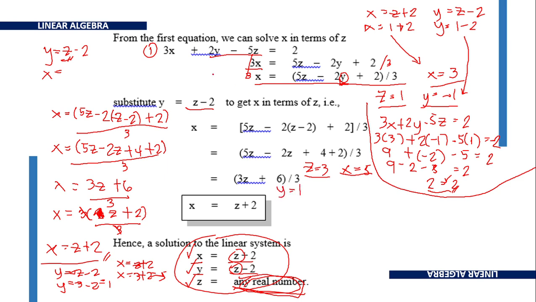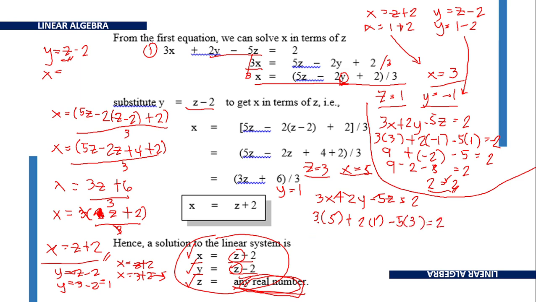So, substitute naman natin siya dun sa equation ulit, para makita natin kung tama. So, pwede nyo siyang i-substitute dun sa, maalin dun sa dalawang equation. So, substitute natin. We have 3x plus 2y minus 5z is equal to 2. Okay. So, 3, ang x natin ay 5, plus 2, ang y natin ay 1, minus 5, ang z natin ay 3, is equal to 2.